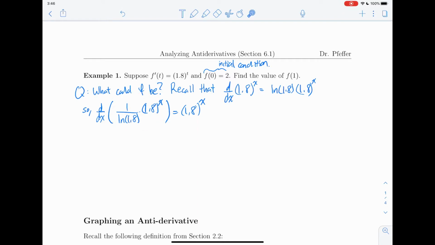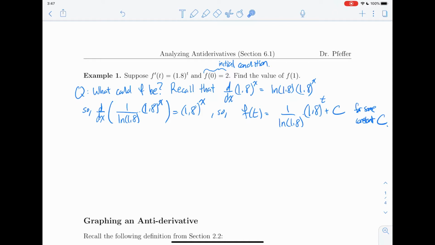I don't know. So what that means is, really what we've determined is that the function f of t looks like 1 over the natural log of 1.8 times 1.8 to the t plus c. We call this magic c for some constant c. Our objective is to figure out, if possible, what is that c? And we have to ask ourselves whether we have sufficient additional information in the problem in order to determine what that c value is going to be.